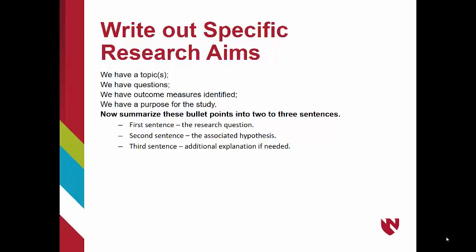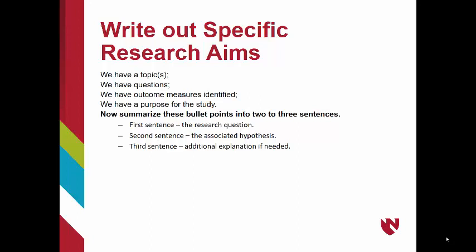Okay, so the next thing you want to do is, once you've got all that in your mind, you've got your context settled, you've got your purpose, you want to write out your research aims, right? So we've got our topic, we have our questions that we're interested in, and we've already talked about what outcome measures I'm going to identify, and we have our purpose. So to write a research aim, you basically need to summarize all that we just talked about into 2 to 3 sentences. The first sentence is usually the research question. The second sentence is an associated hypothesis. And a third sentence is put in if there's additional information that provides the context of why you're doing this.